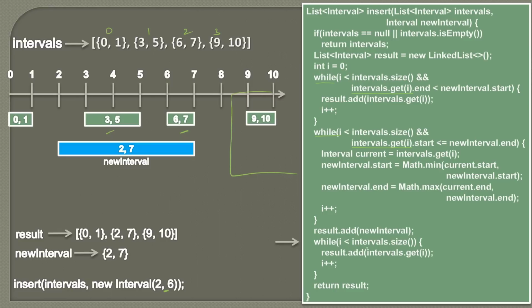And now this while loop condition comes out to be false, because the value of I is 4 and intervals.size is also 4. 4 is not less than 4. So this condition comes out to be false. And at the end we simply return the result, which is 0, 1, 2, 7 and 9, 10. 0, 1 doesn't overlap with this new interval and 9, 10 also doesn't overlap with this new interval. 3, 5 and 6, 7 were merged with 2, 6 and became 2, 7. So this was the answer.